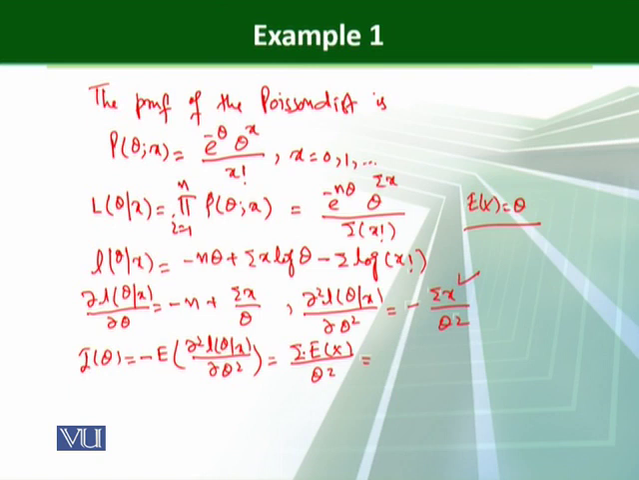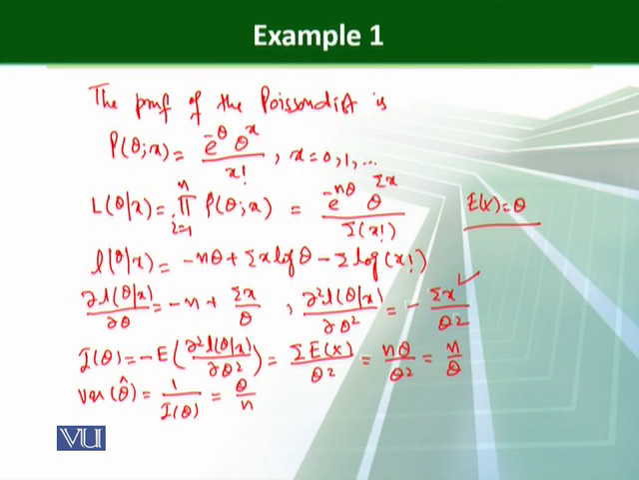So the sum converts to n, because when we take the expected value of the random variable, it converts to a constant quantity. So that is n theta over theta square, which is equal to n over theta. And the variance of theta hat, which we need to check the efficiency, is 1 over I(theta), from the Cramer-Rao inequality, and that is equal to theta over n.